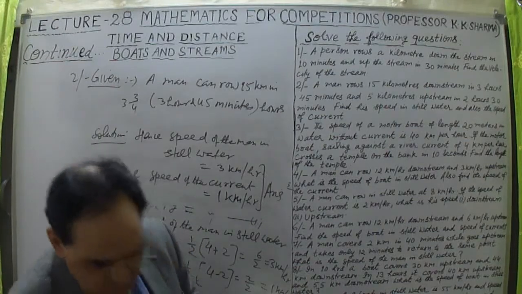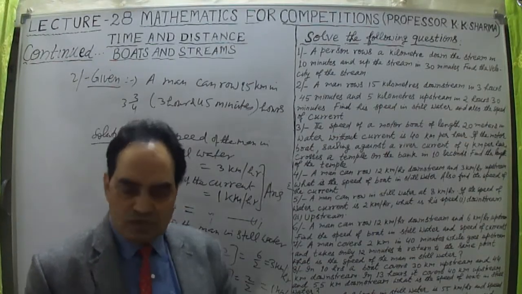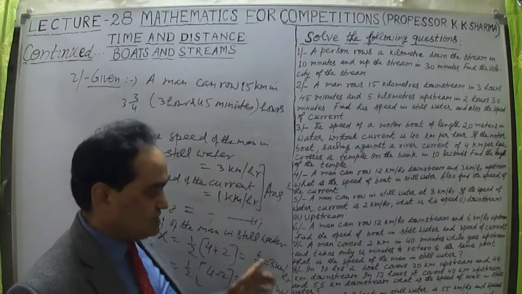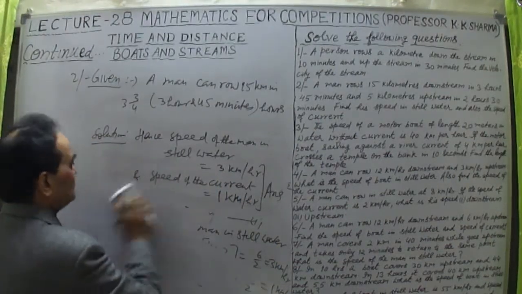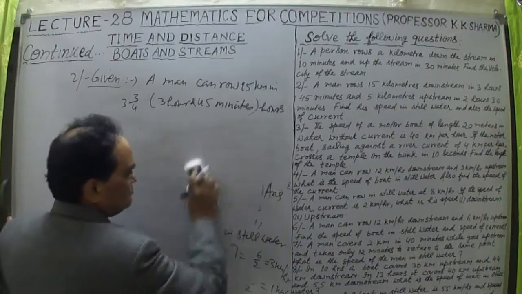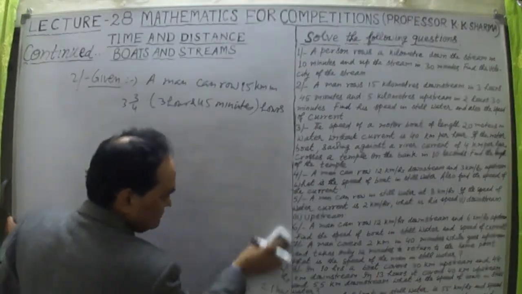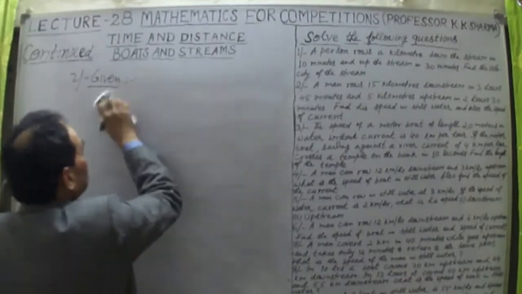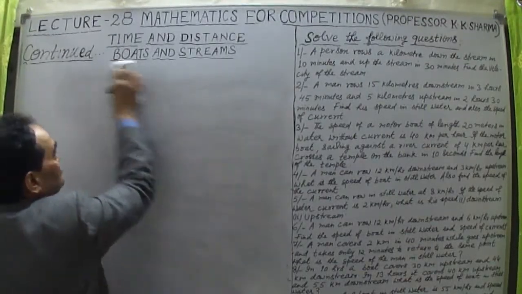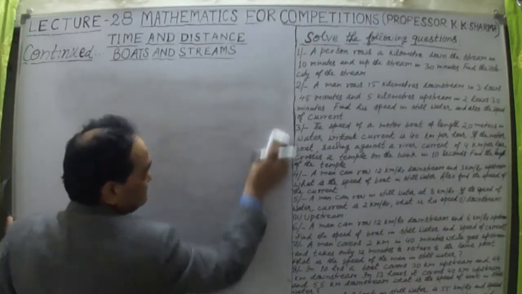Got the point? Simple question, just put the direct formula, the shortcut formula which I described in the beginning, that can be used directly. Just calculate first the values of upstream and downstream, x plus y and x minus y, and then find the solution. That is the simple hint. Now question number 3, let me talk about.